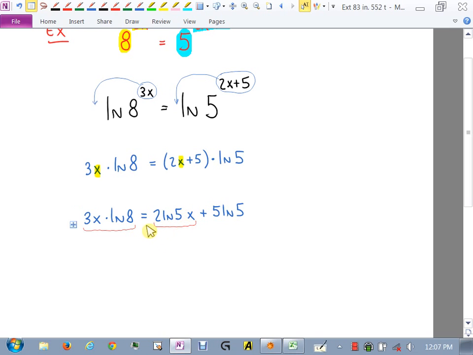What do I mean by move it? Subtract it on both sides. So I'll have 3x natural log 8 minus 2 natural log 5x equals what was still there, 5 natural log 5.